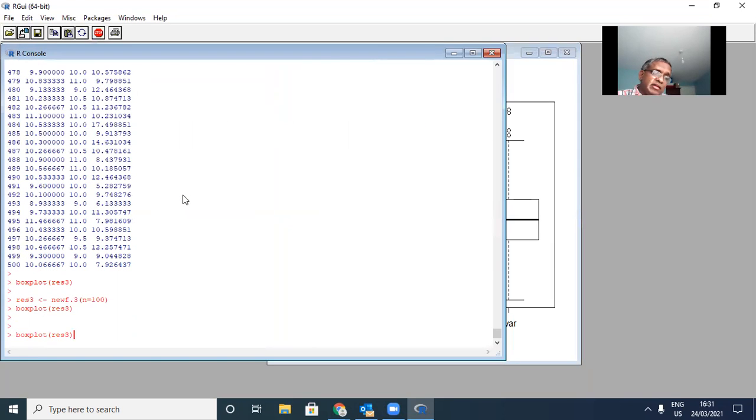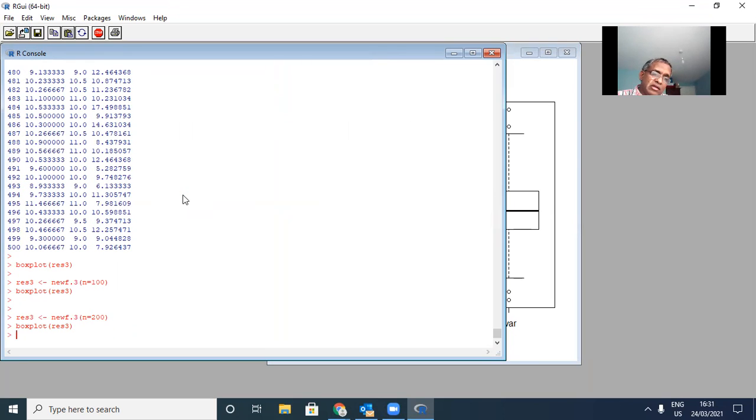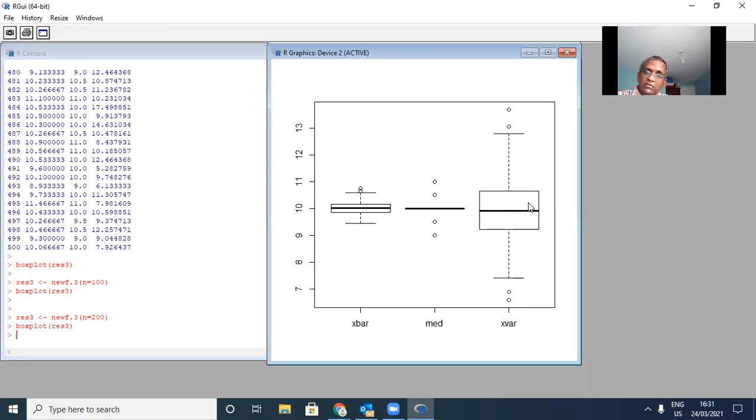All right. Now let me repeat this, say with n equal to 200, right? And again, you see like this. Again, the box plot for the sample median is a bit weird compared to the other two, right? That's again because of the way the sample median is defined.